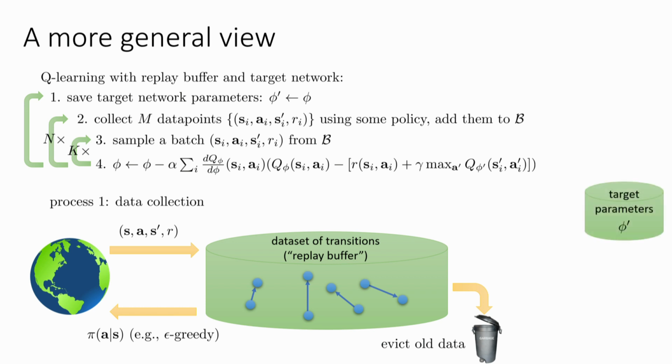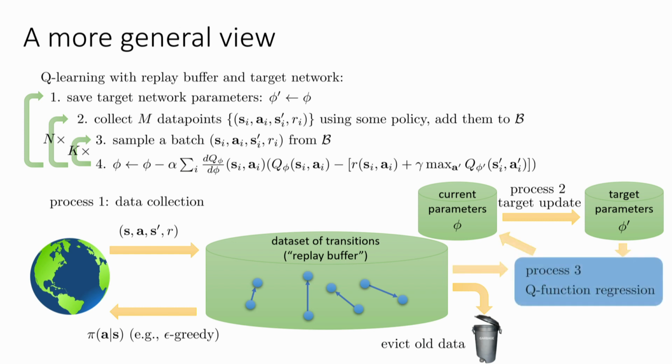Then you have another process, which is the process that updates your target parameters. This is a much slower process that will grab your current parameters and just copy them into the target parameters. Or it might do this Polyak averaging business every single step. So your choice what you do there. So that's process 2. And then process 3 is the actual training process. The training process fetches data from the buffer, fetches the target parameters, uses them to update the current parameters, and that actually updates your Q function.